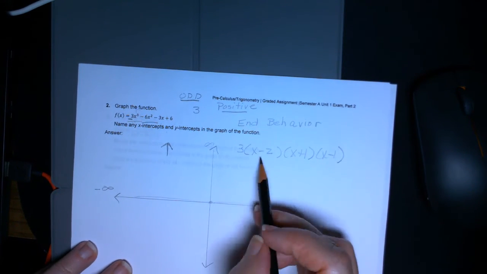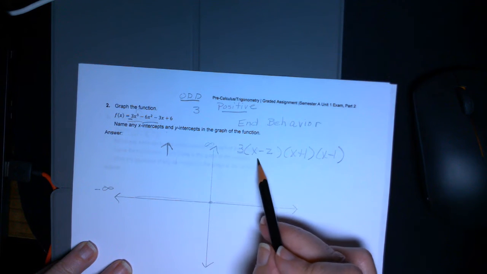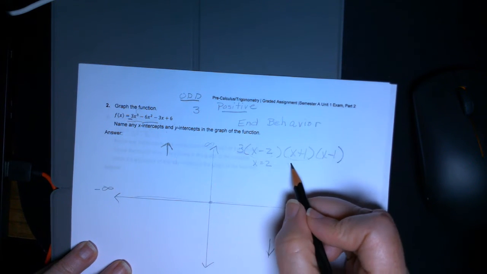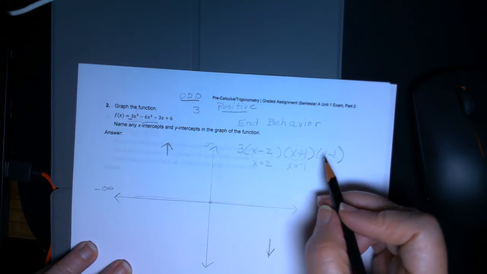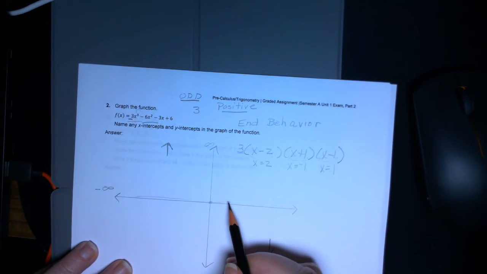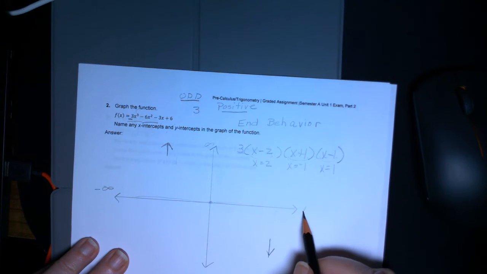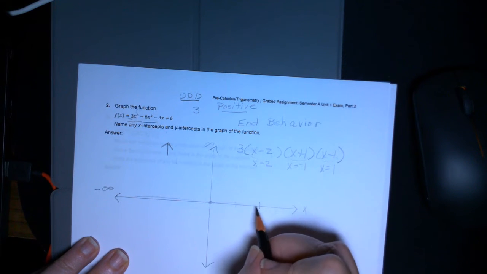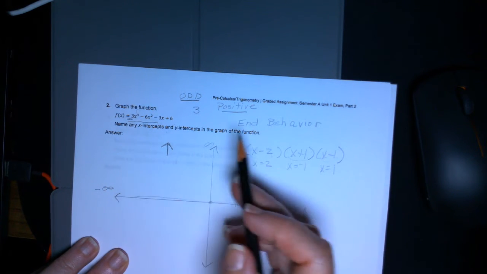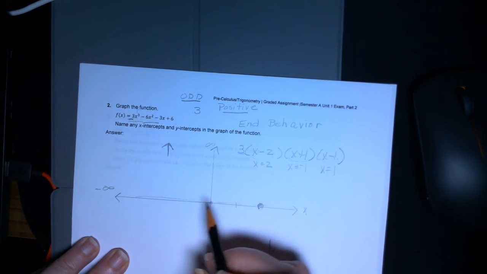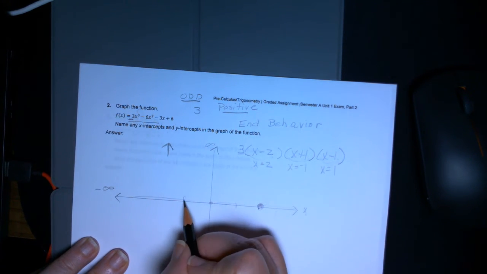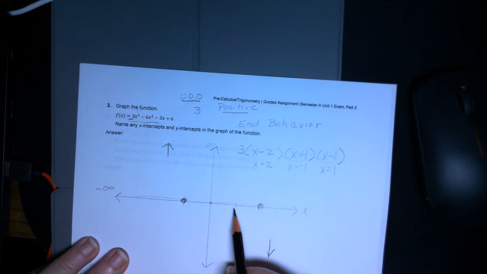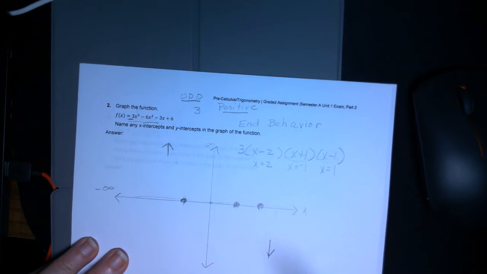If we set each of these equal to 0, there's no x in the 3, so we don't have to consider that. If we set this equal to 0, we'll have x equals 2. If we set this equal to 0, we'll have x equals negative 1. And if we set this equal to 0, we'll have x equals positive 1. So let's put those on our x-axis at 1, 2. And this is an equality, so I'm going to shade that in. Then at negative 1 we also have a place where the graph's going to touch, and then at positive 1. So you have 3 shaded areas here.